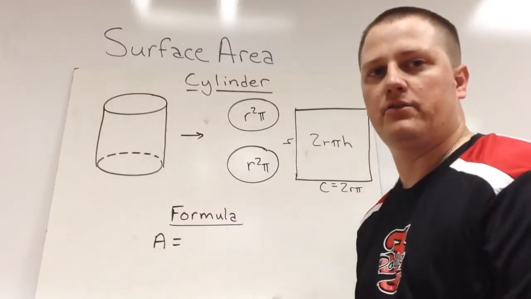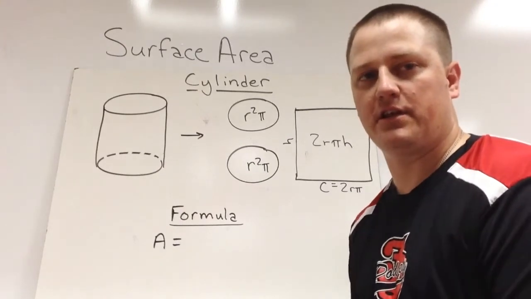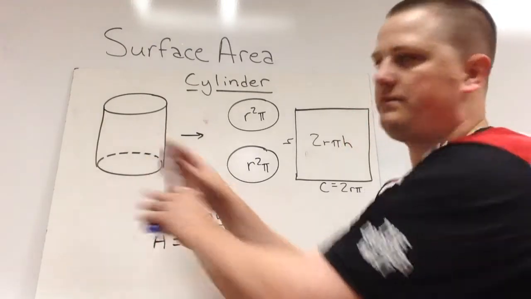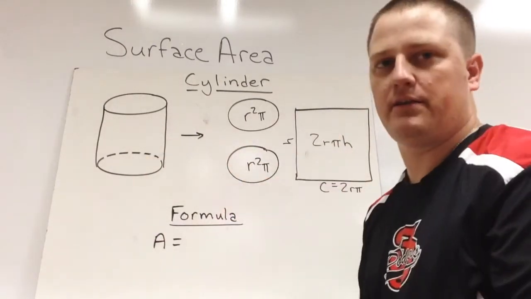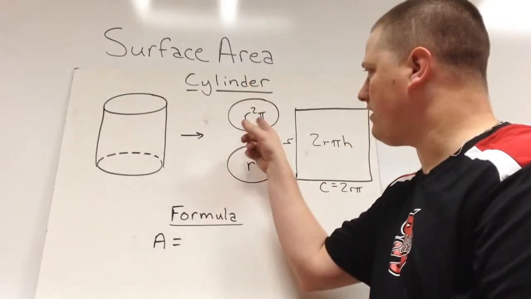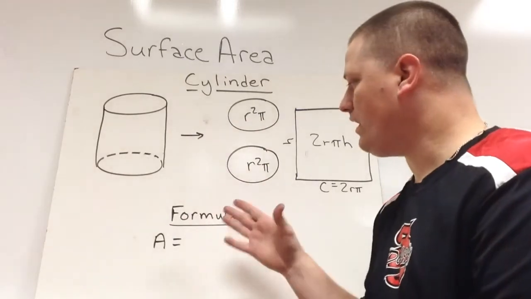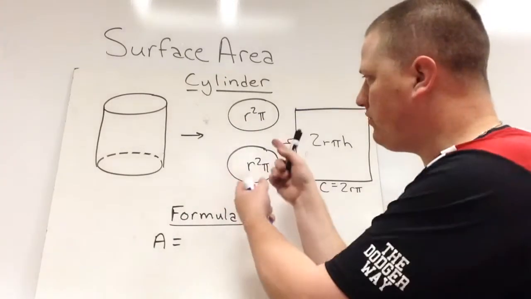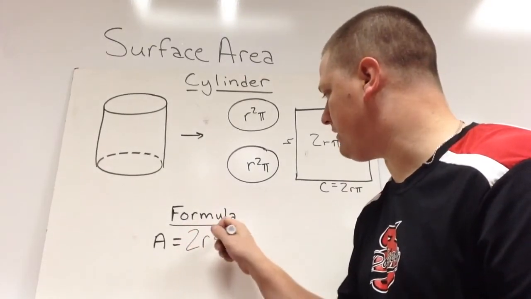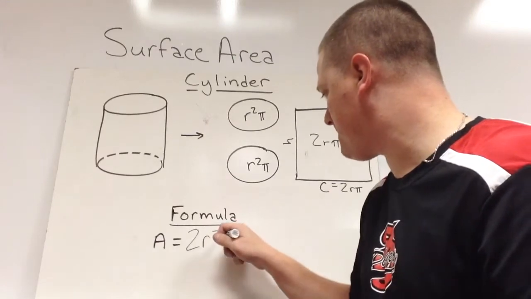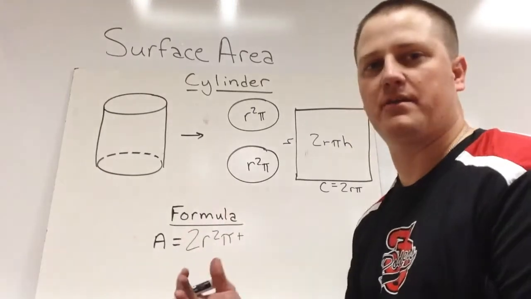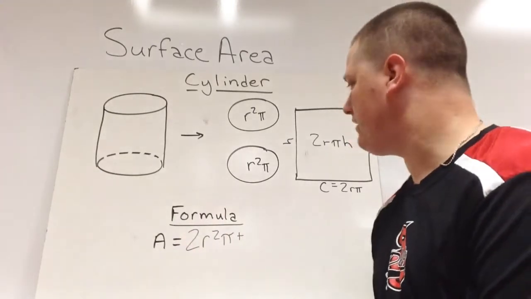Alright, so what I've done is we want a formula for a cylinder, because cylinders are a little bit more difficult because of the circles in them. So I've drawn a cylinder out, and then I've broken it into its 3 parts. A cylinder has 2 circles, which have the area r squared pi. So part of our formula would be, since there's 2 of them, they're going to be exactly the same, 2r squared pi, and then we're going to add to it. I call it 2 because I'd rather multiply by 2 than add it twice.